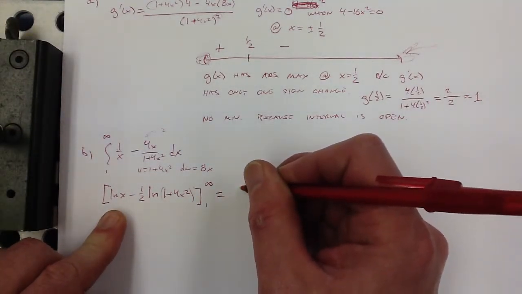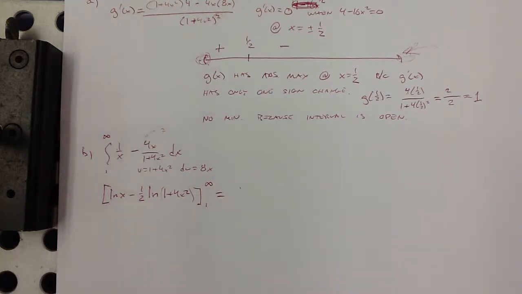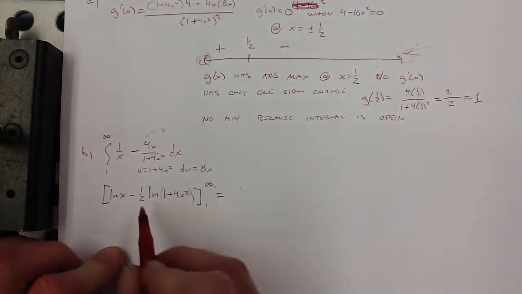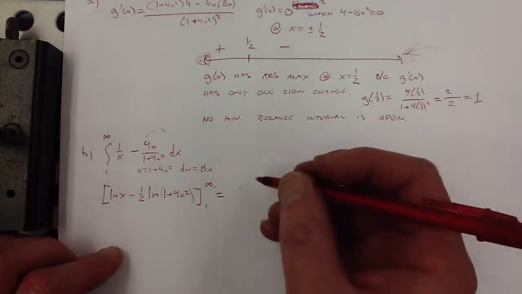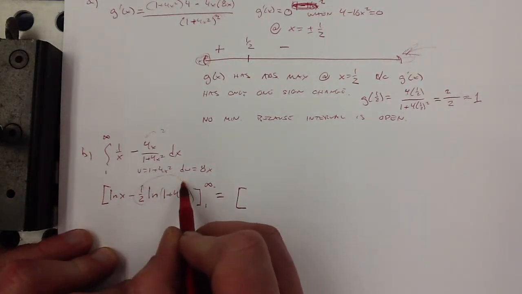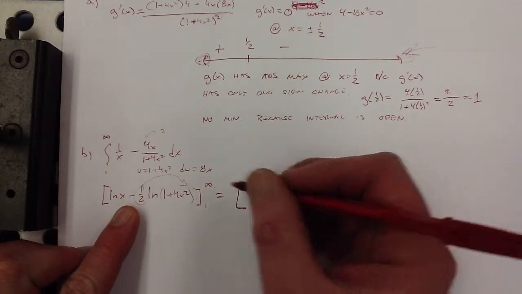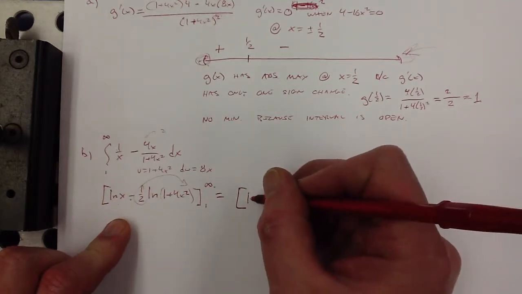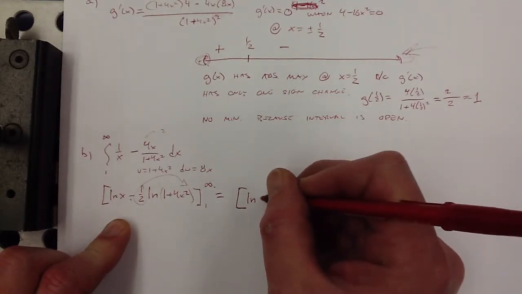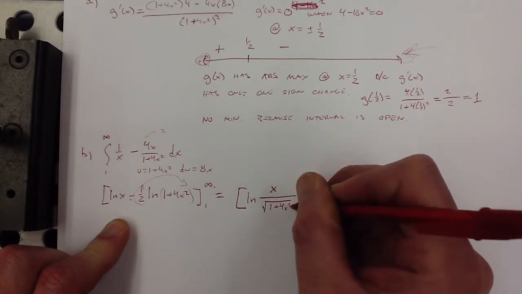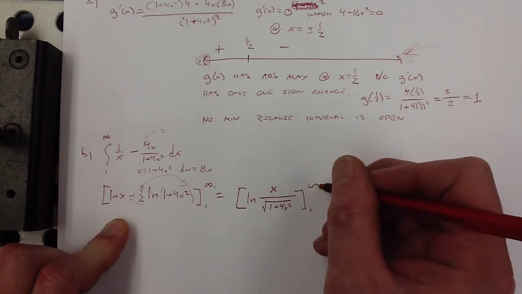Let's put this together first before we plug this in, because if we don't, we're just going to get an infinity minus infinity, and that's just kind of nonsense. So I'm going to say here, using logarithm rules, if I bring this to the inside as a 1/2 and then use this minus to make it into division, then that turns into the natural log of x over the square root of 1 plus 4x squared, from 1 to infinity.